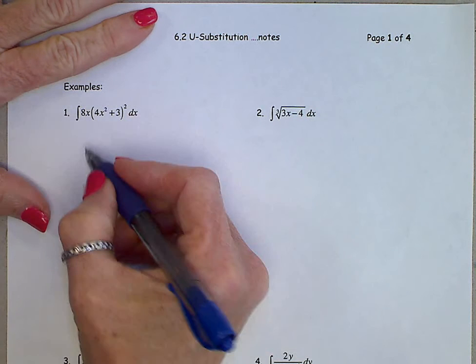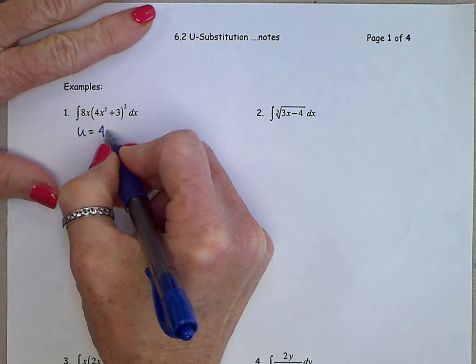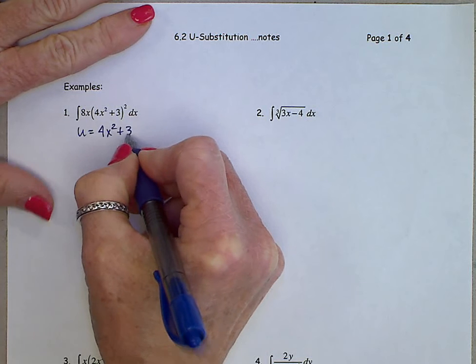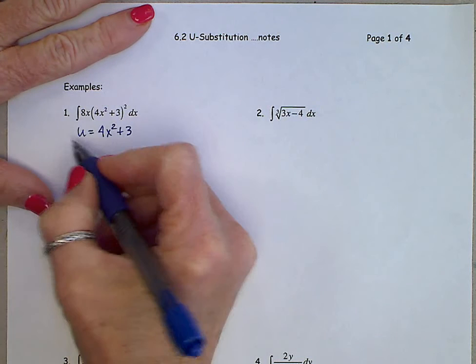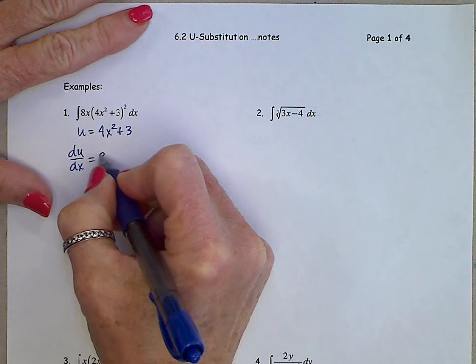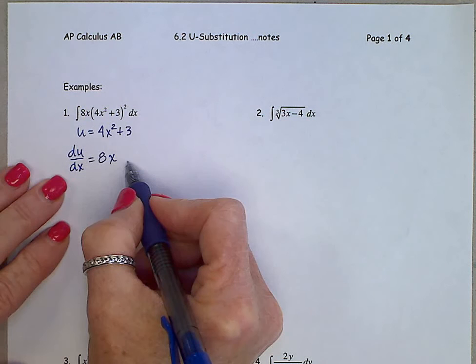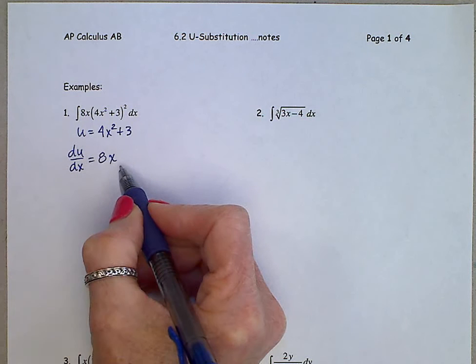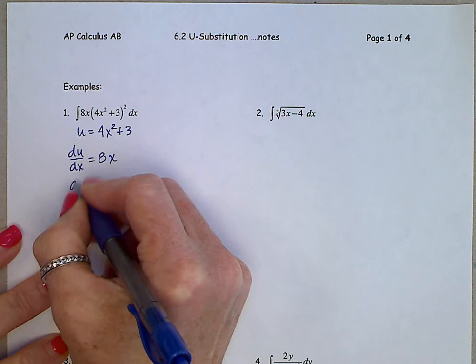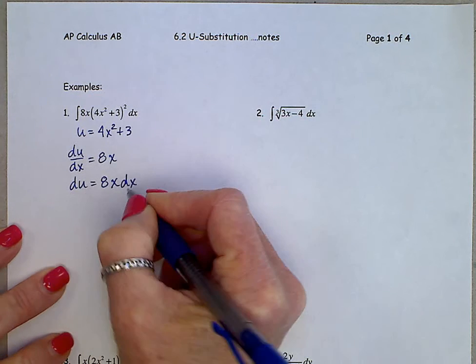So if we start off, we're going to say that u is 4x squared plus 3. Then we'll do the derivative here. So du dx is 8x. And then we'll go ahead and multiply this dx up here because I want to separate out the u's and the x's. So du is 8x dx.